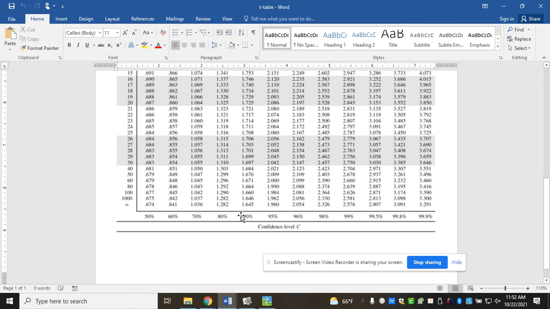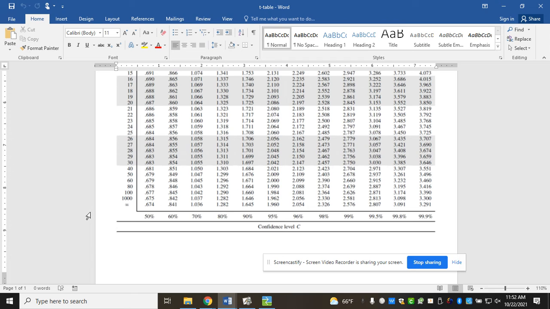So when it is 90%, what is our z-score? 1.645. When it is 95%, what is our z-score? 1.96. So this bottom line is our z-scores. So that's why I keep saying, don't worry about it. You'll start memorizing really quick.